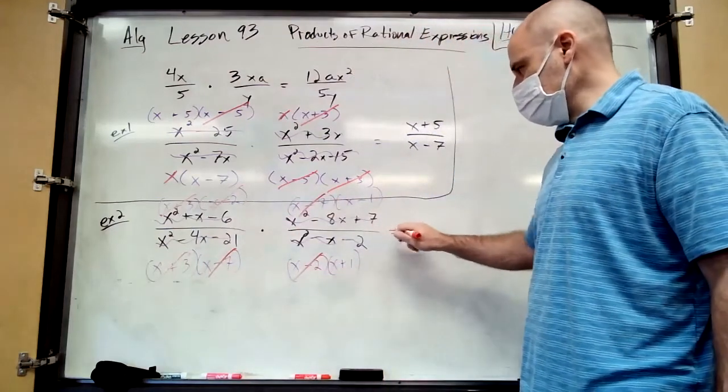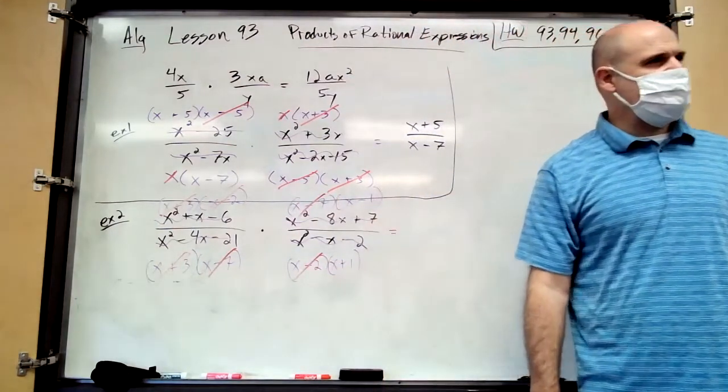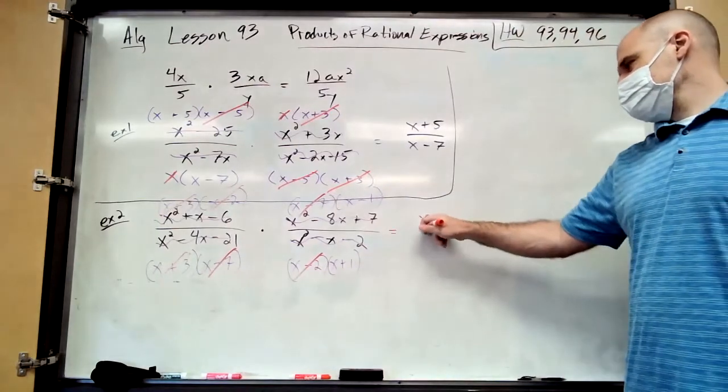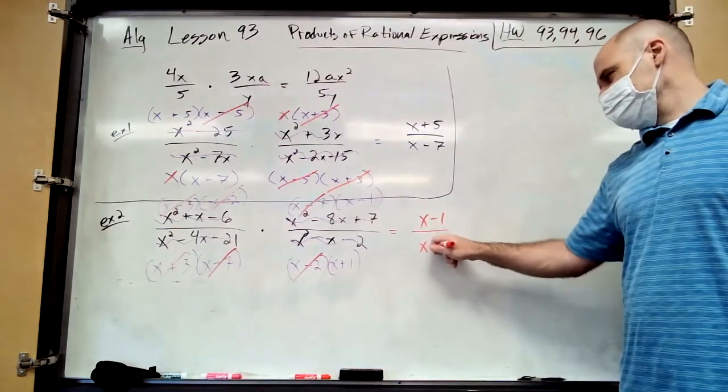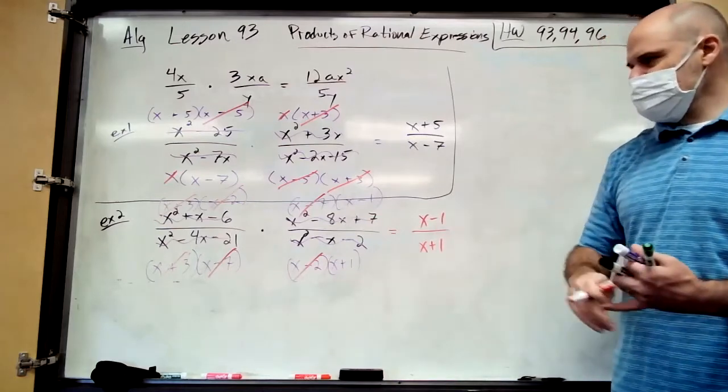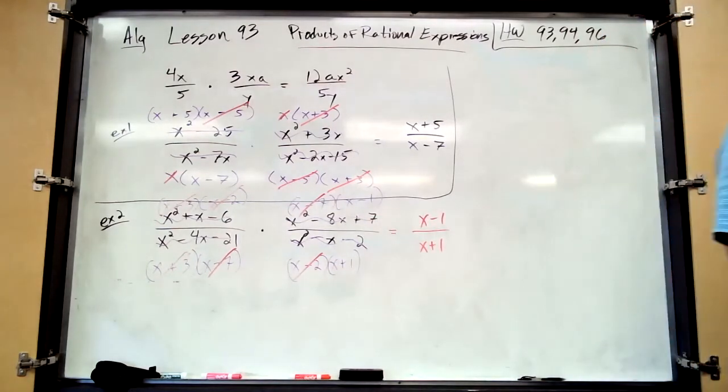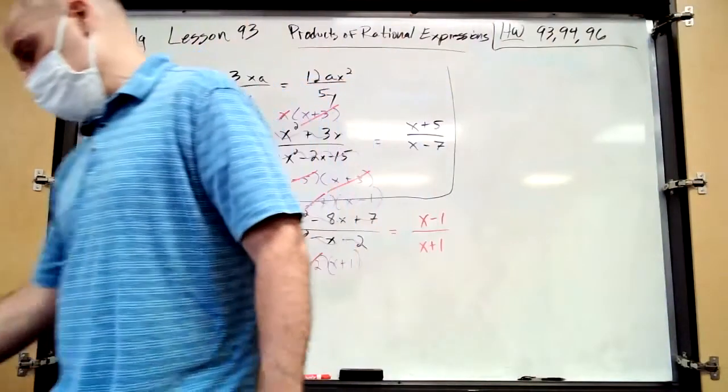And we almost were able to cancel the x minus 1 over x plus 1, but you can't do that. They have to look exactly the same. So there's your answer. That was nice. Right? Okay.